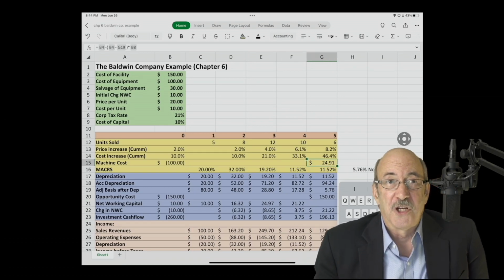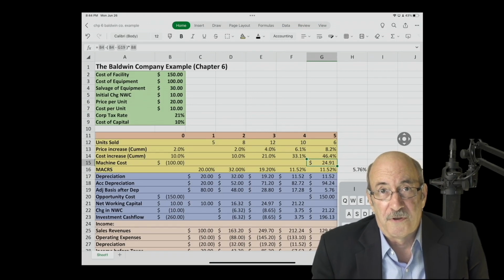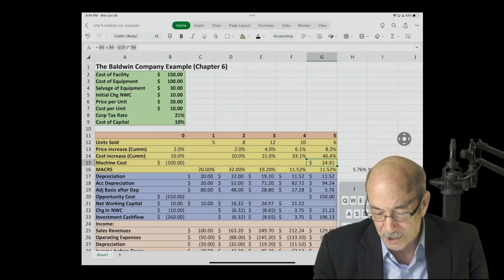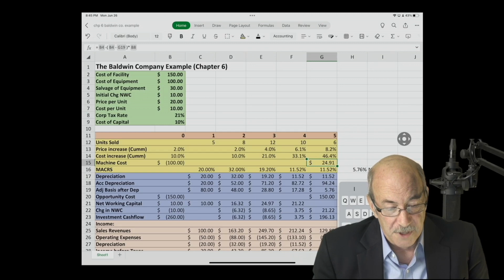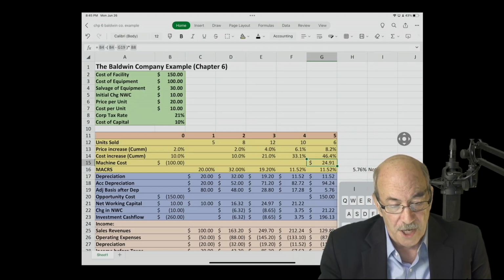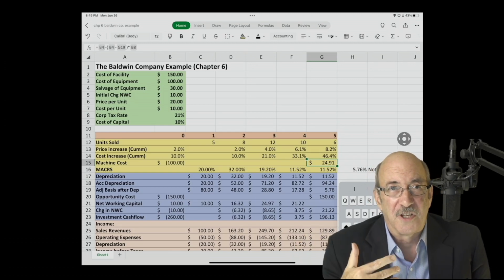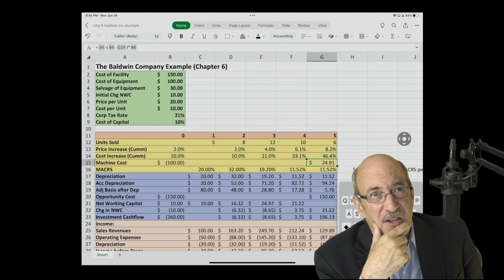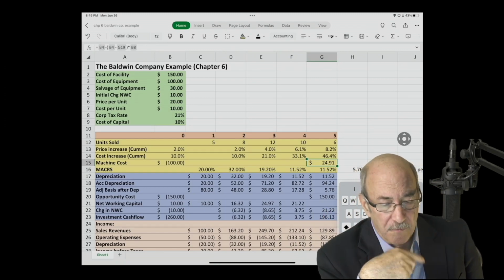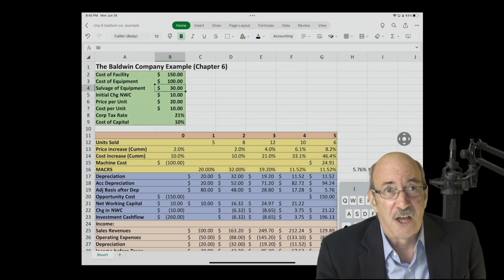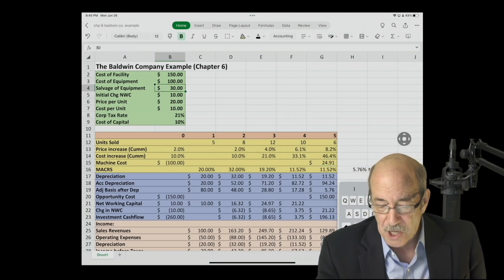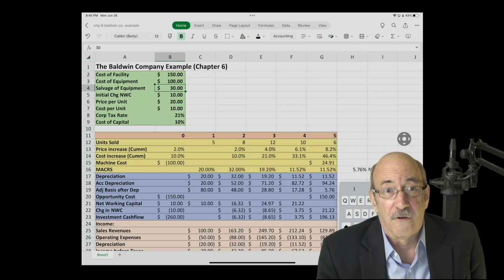Now, let me show you how that works out with the salvage cost here, because this formula again is embedded in there so that if maybe they say, oh, wait a minute, we misestimated the salvage value, it's only 25,000. Okay, not a problem. All I have to do is go up here and change that 30 to 25, and everything else takes care of itself.